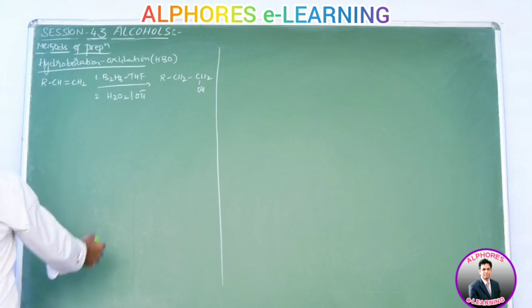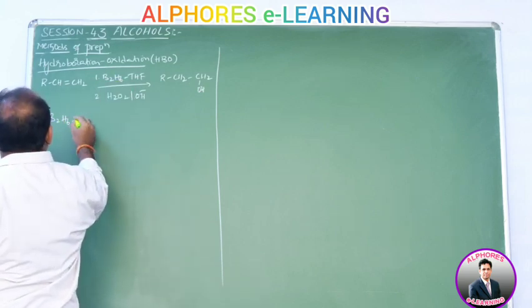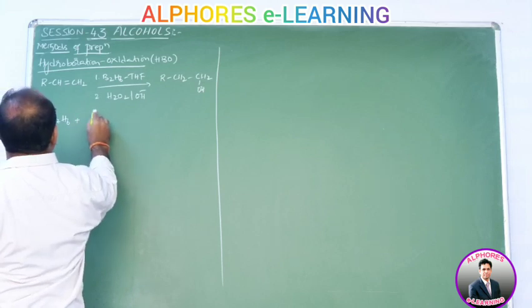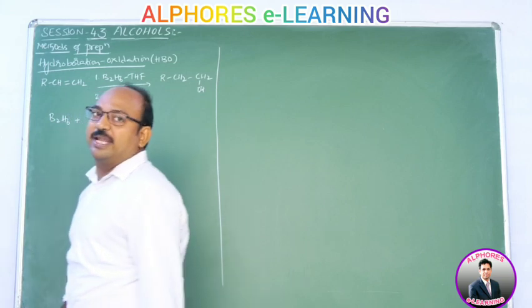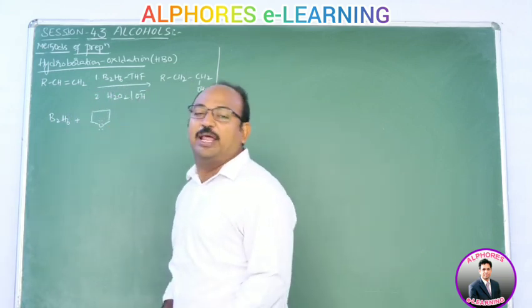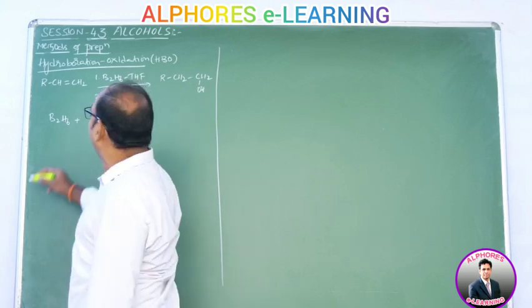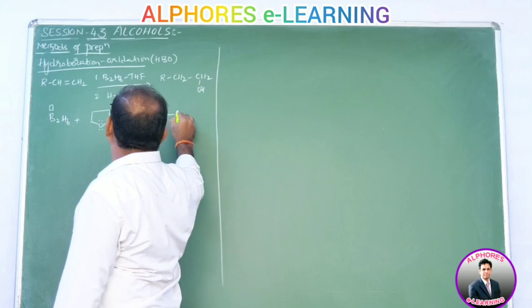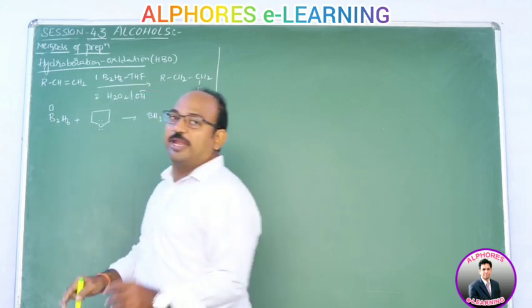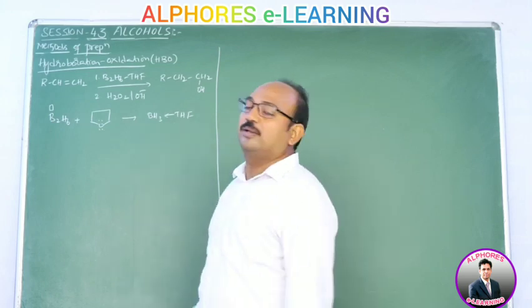Let us see. First, B2H6 diborane exists as a dimer, but when we place it in THF, tetrahydrofuran solvent, the oxygen containing two lone pairs is available for donation. By donating its lone pair to the vacant orbital of boron, the dimer exists as a monomer, BH3·THF, like this. So in order to convert the dimer into monomer, we are using this.